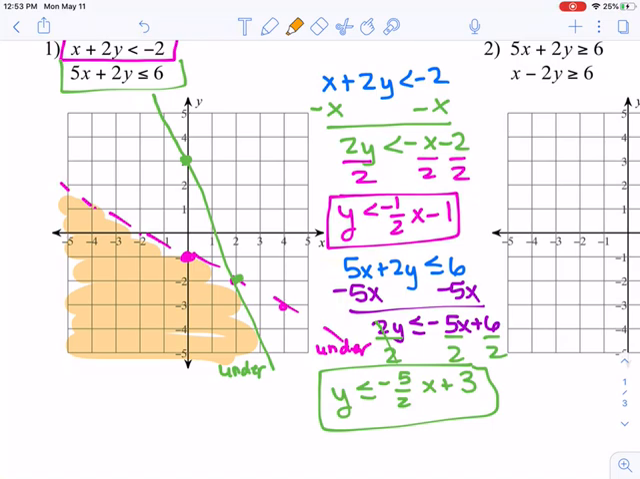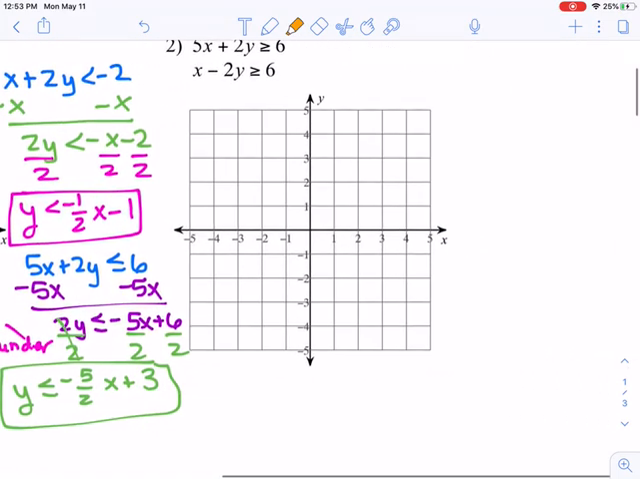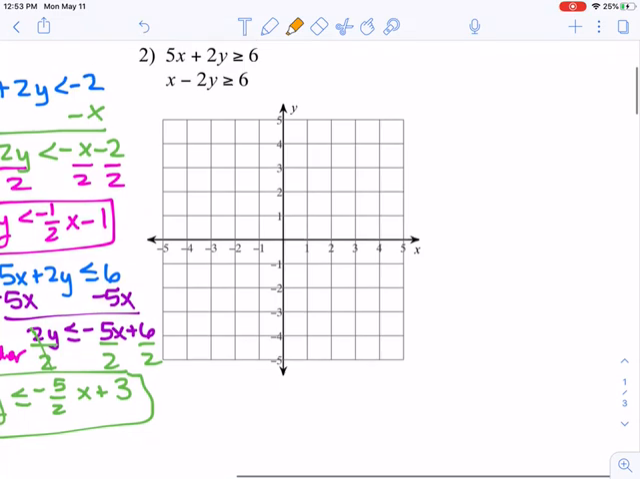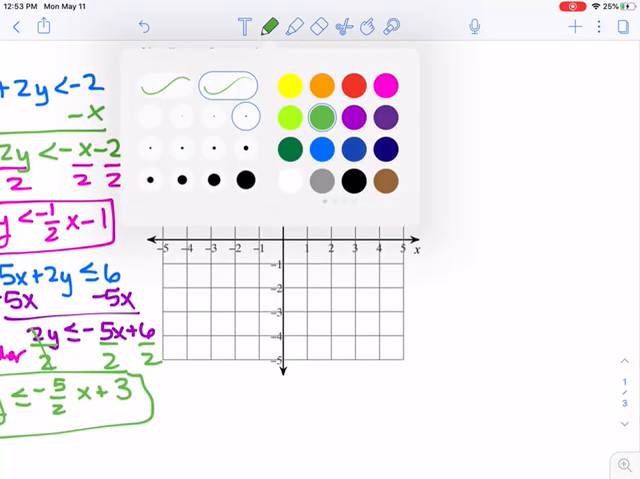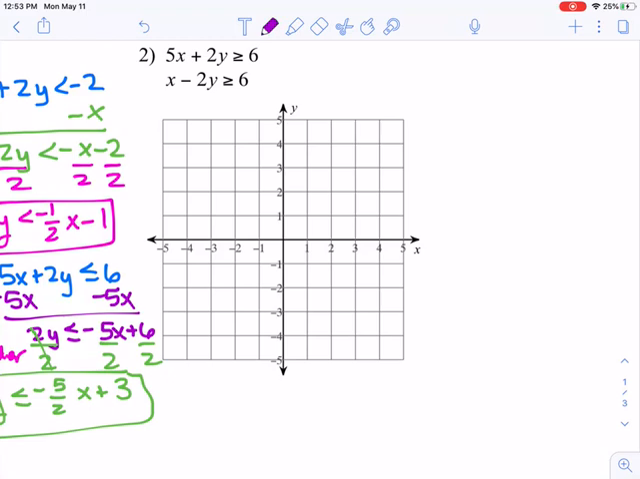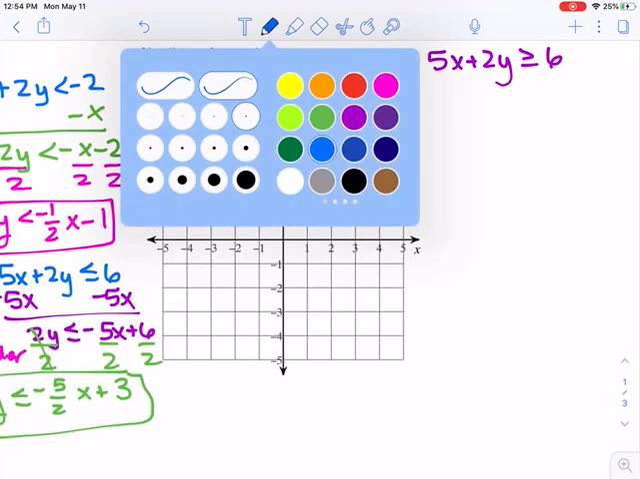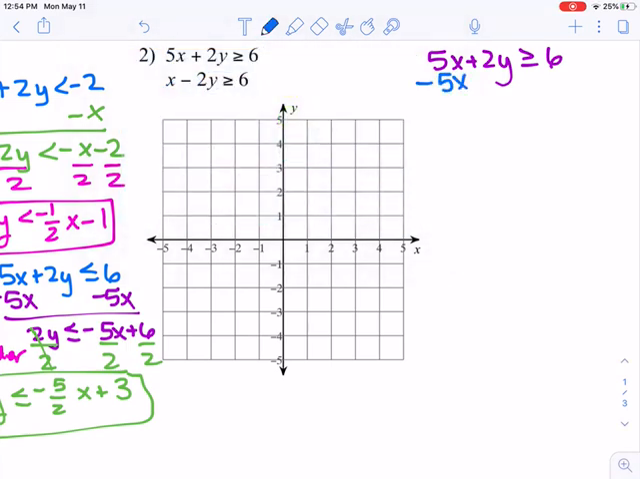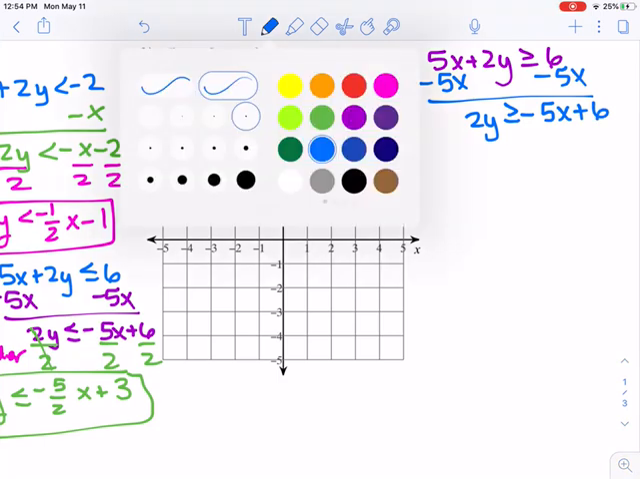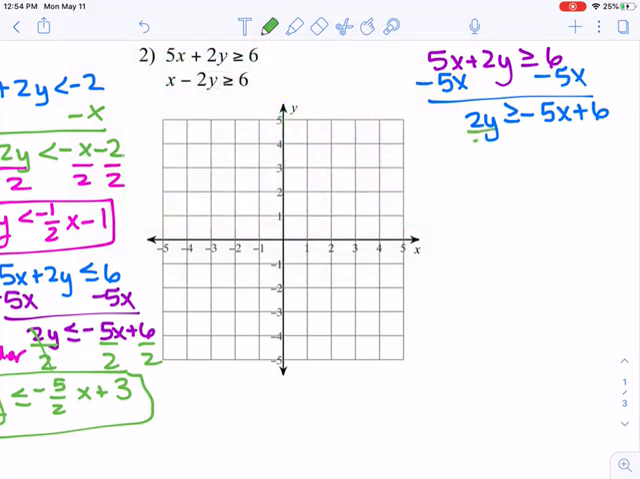Now let's take a look at the same idea for question number 2. For question number 2, our first equation is 5x plus 2y is greater than or equal to 6. To get y by itself, I'm going to subtract the 5x from both sides. That leaves us with 2y is greater than or equal to negative 5x plus 6. Then divide everything by 2.